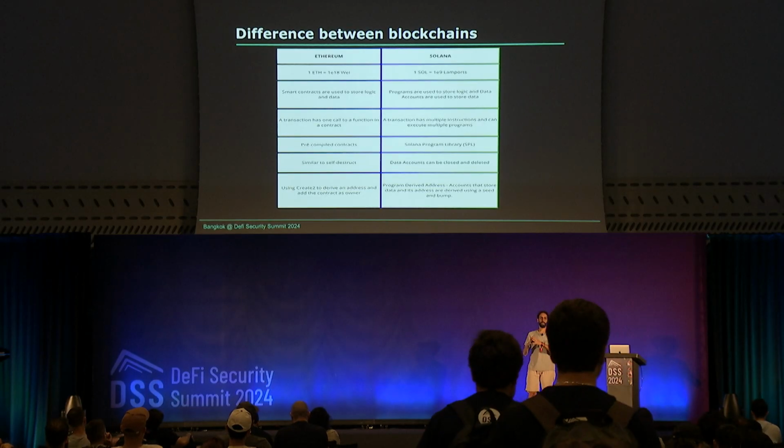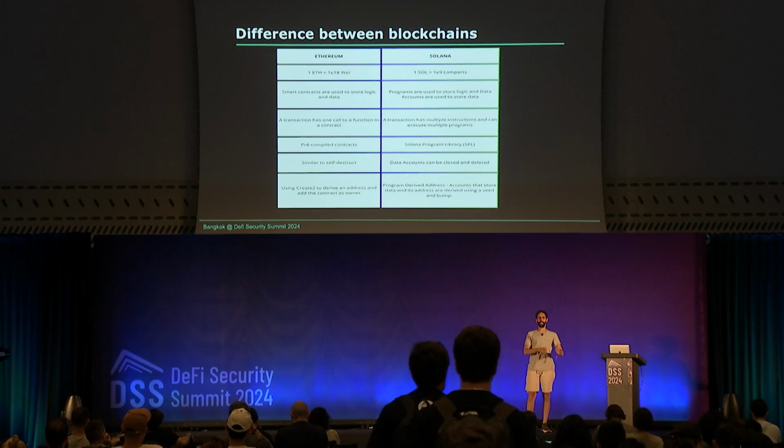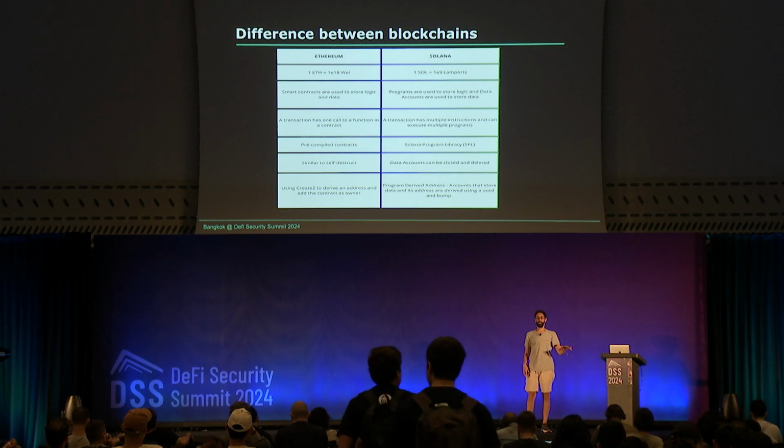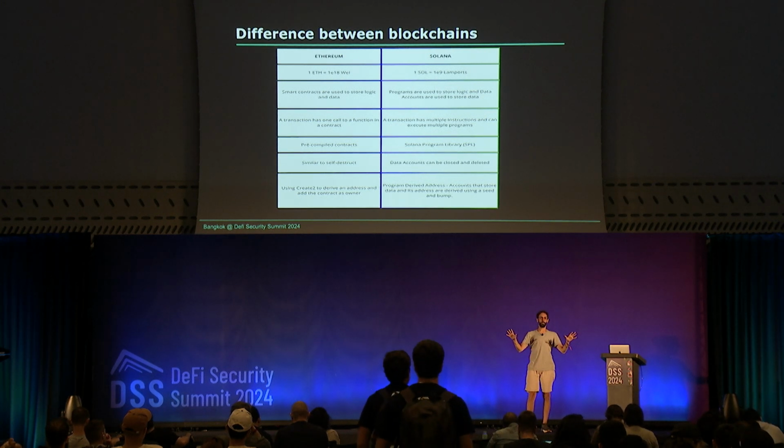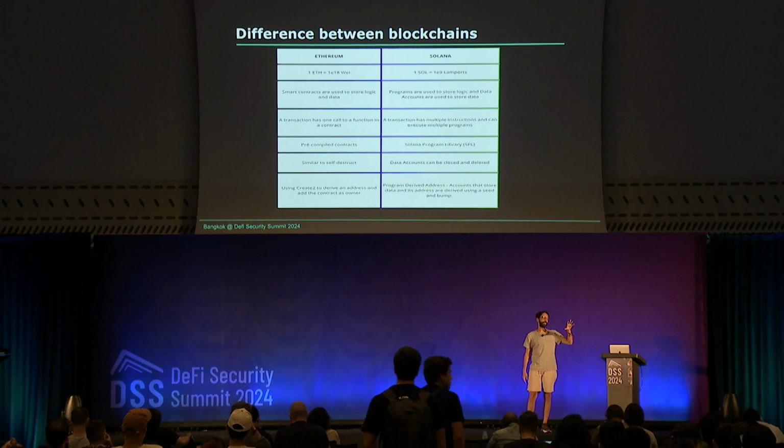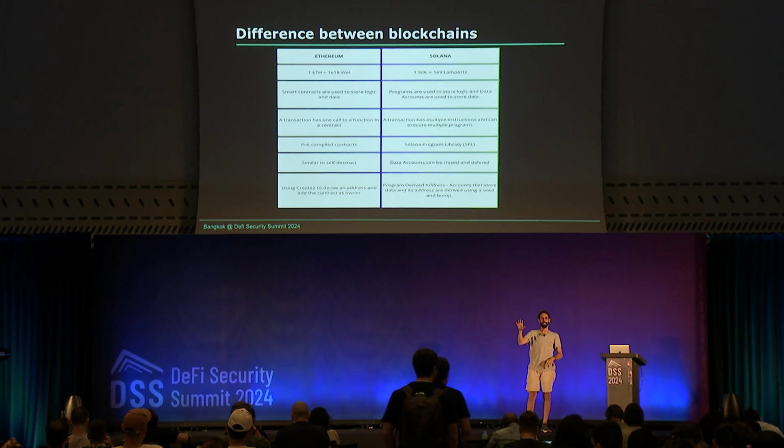In Ethereum, usually you have everything together in a single contract, like the logic and the data, where you can store everything. In Solana, we have 2 different types: a logic program and a data account. In a transaction in Ethereum, you can only call a single function. In Solana, you can call multiple functions in the same transaction, and have multiple signers as well.